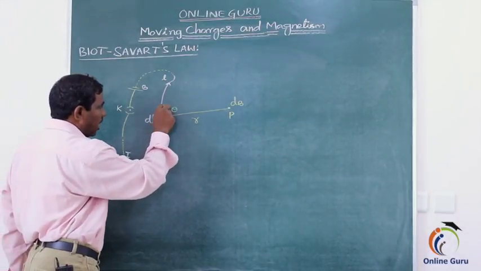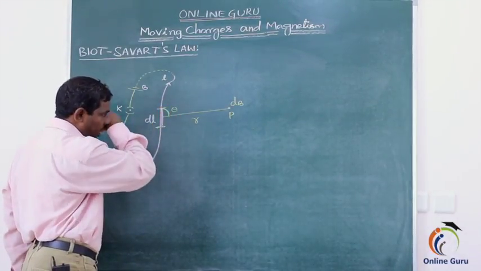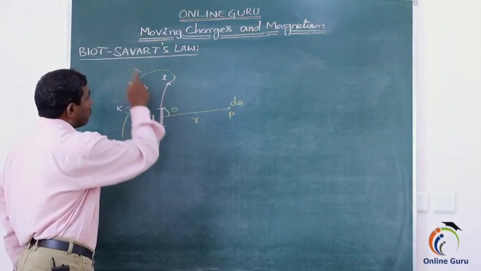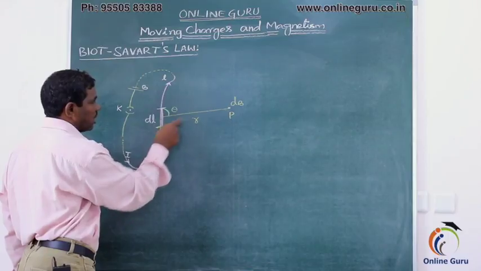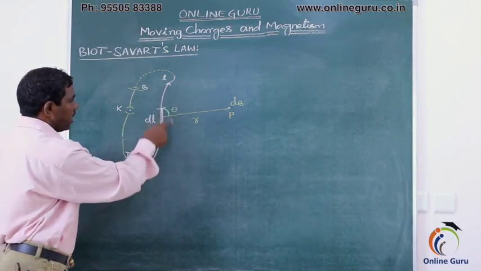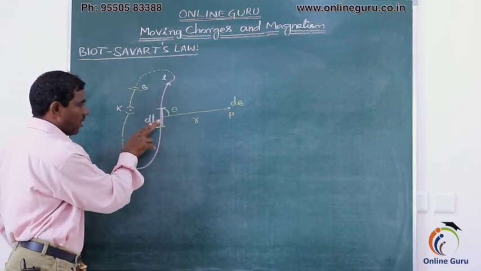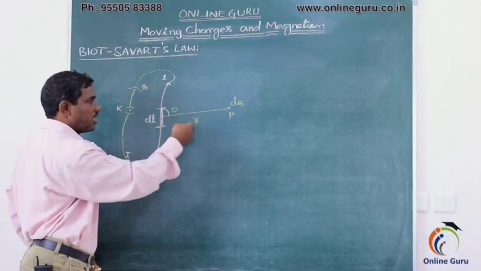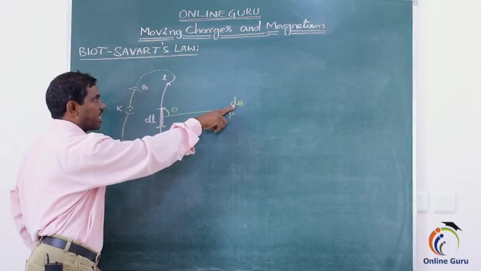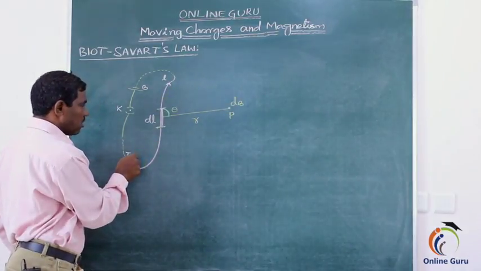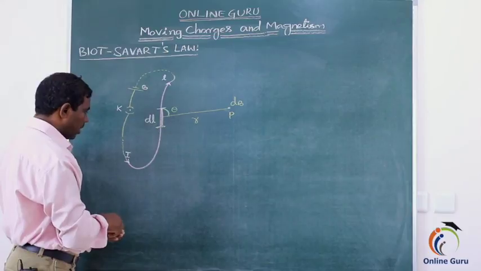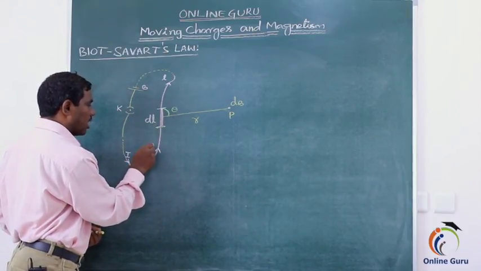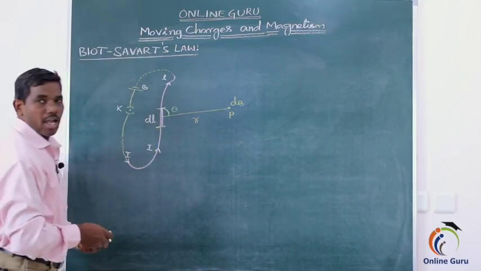When it is subtending an angle theta with the current element, Biot and Savart established a relation between the length of a current element, the angle subtended and the distance, as well as the magnetic induction and the strength of electric current through the conductor. That strength of electric current through the conductor can be represented as I.